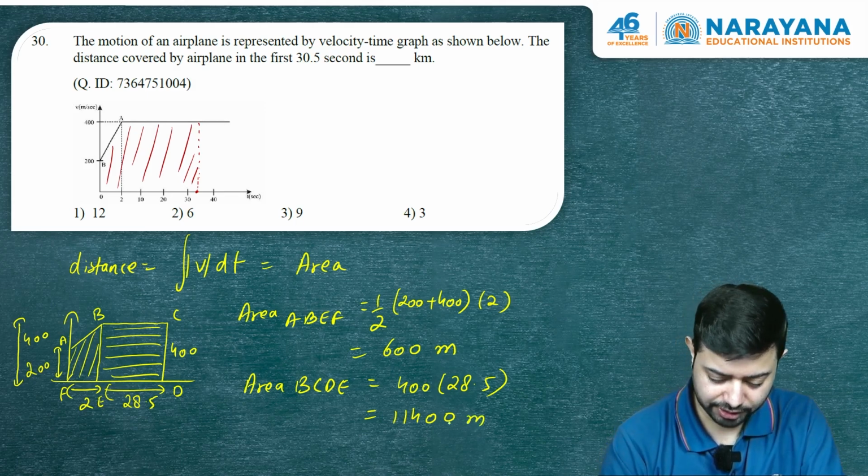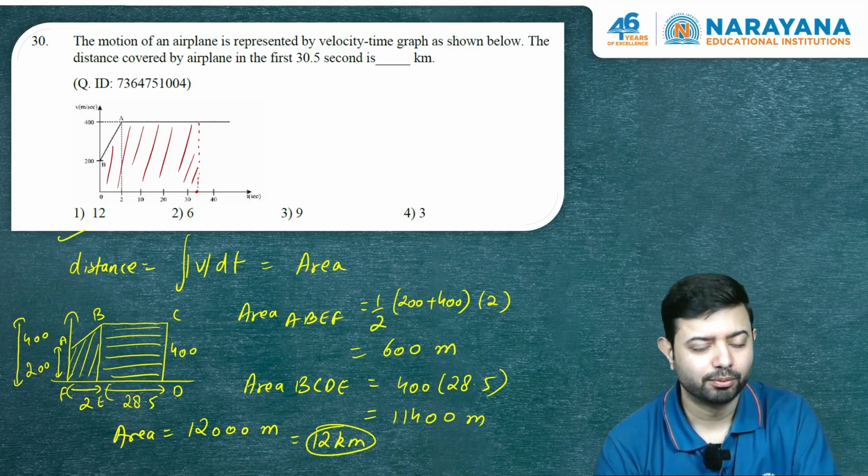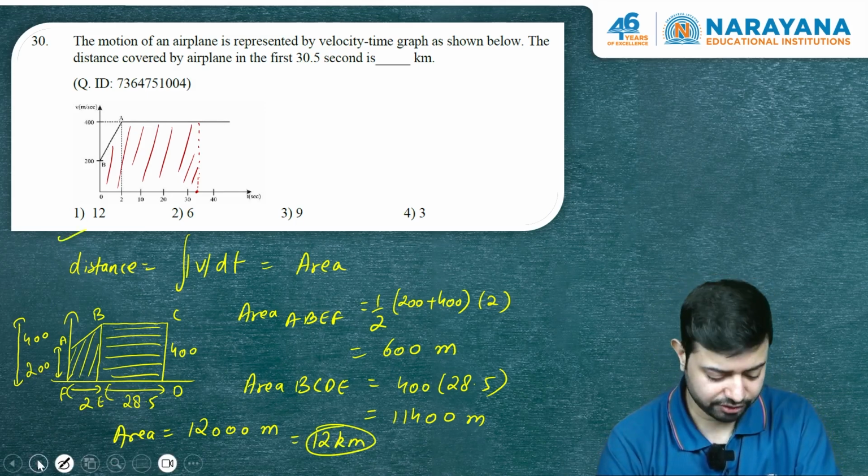Now what is the total area? If I calculate, 114 plus 6 is going to be 120, that is 12000 meters. In kilometers it is 12 kilometers. That is my answer, which is option number 1. So let us see the next question.